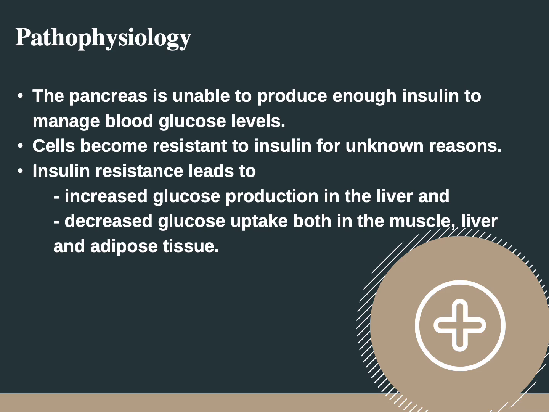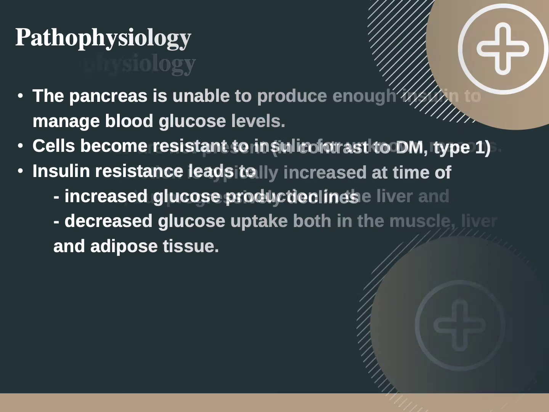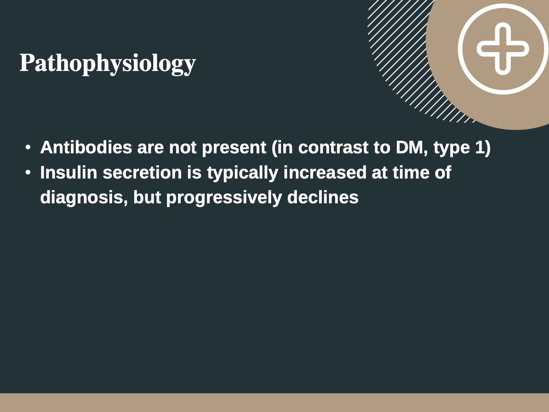Moving to the pathophysiology of the disease. In diabetes mellitus type 2, the pancreas is unable to produce enough insulin to manage blood glucose levels. The cells become resistant to insulin for unknown reasons. The insulin resistance leads to increased glucose production in the liver and decreased glucose uptake in the muscle and also the adipose tissues. In diabetes mellitus type 2, the antibodies are not present. In contrast to diabetes mellitus type 1, insulin secretion is typically increased at the time of diagnosis, but progressively declines after that.